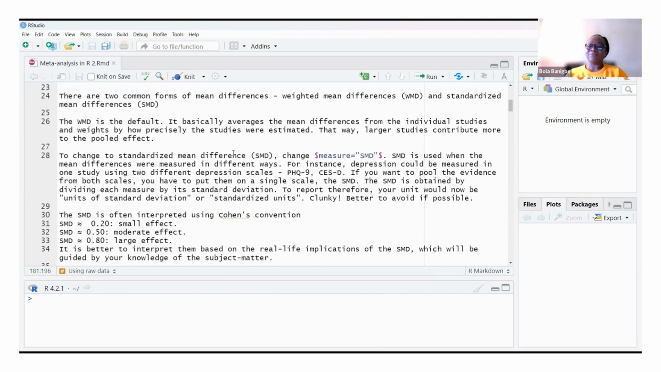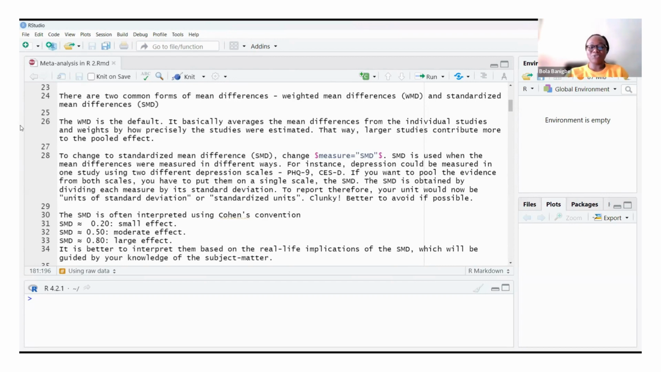If you use the weighted mean difference, you can say people in the intervention group consumed on average two more servings of fruits and vegetables per day than people in the control group. That makes sense. Anybody can understand that. But by the time you start saying the difference between the control group and the intervention group is one unit of standard deviation, you have to think about it a bit more.